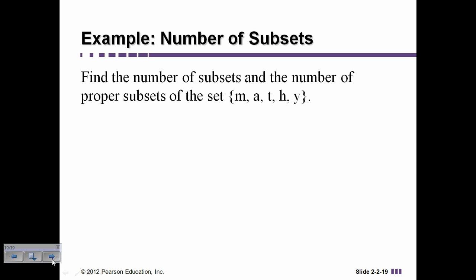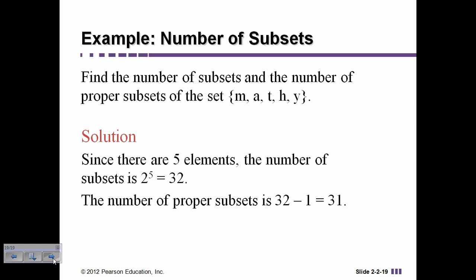So let's find the number of subsets and the number of proper subsets of the set {M, A, T, H, Y}. Since there are 5 elements in the set, then the number of subsets that we can make up of the set would be 2 to the 5th power, which is 32. The number of proper subsets would be 32 minus 1, which is 31.